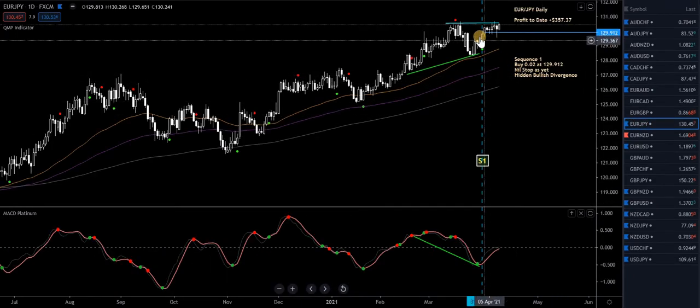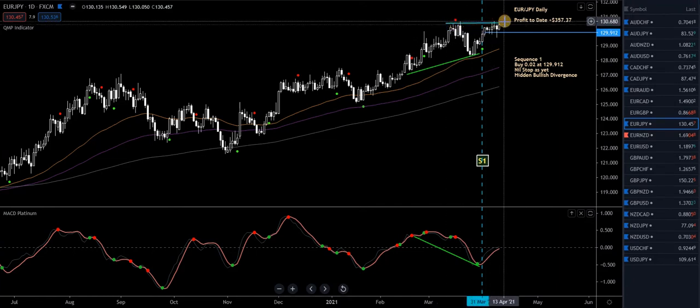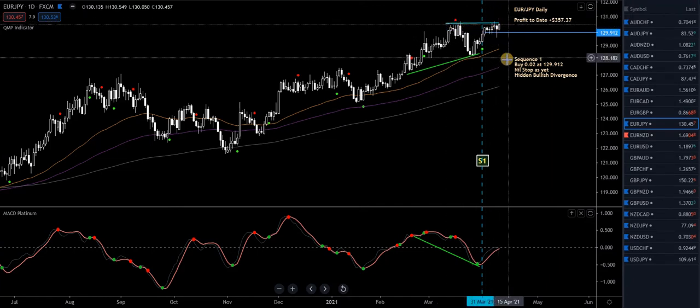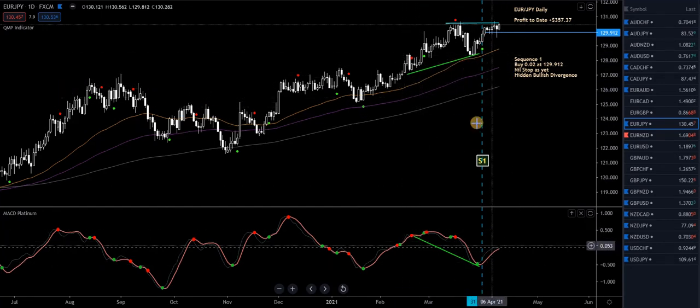I think I've got a buy. Yeah, got a buy in here. Ideally, I want to see it break this previous high here. It's trying to. There's a little stop in place because, again, it's hidden bullish divergence. You can see it. It's pretty obvious.